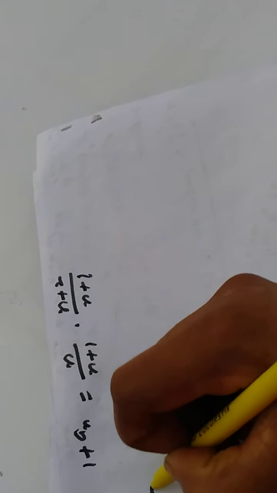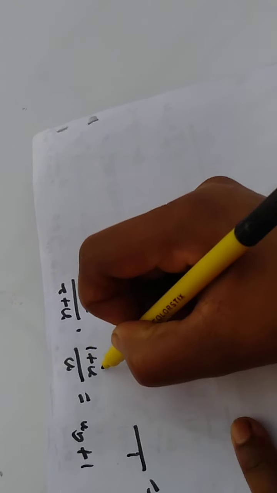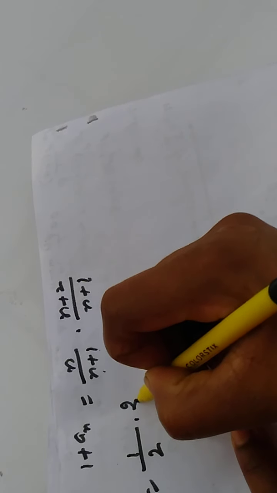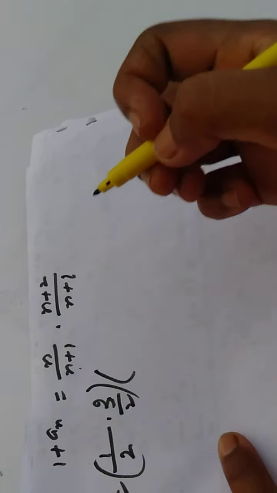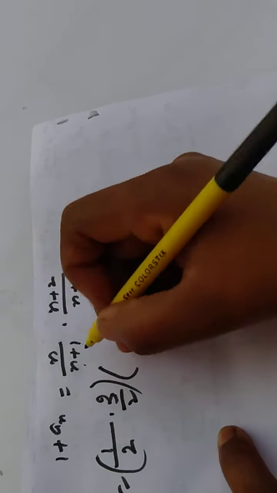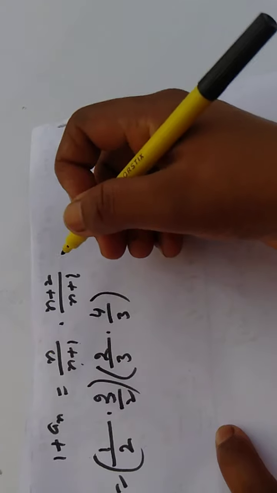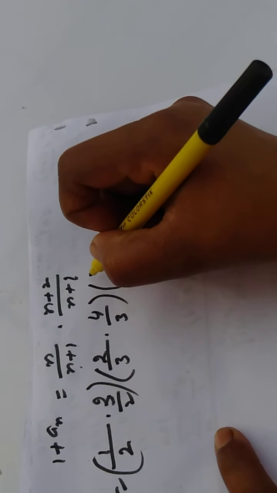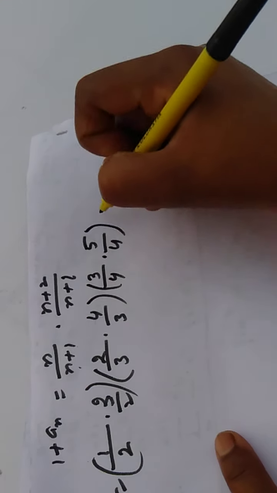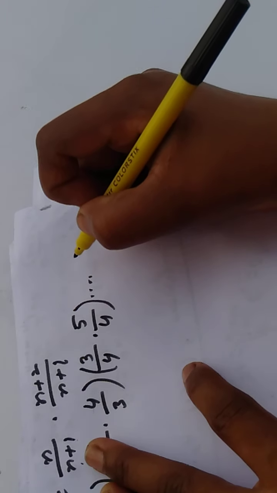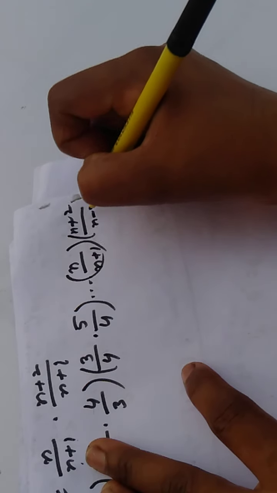So Pn: first P1. P1 is what? N is equal to 1. It's 1 upon 2 into 3 upon 2. Put n is equal to 1. Then put n is equal to 2: 2 upon 3 into 4 upon 3. Then n is equal to 3: 3 upon 4 into 5 upon 4, and so on. And the nth factor will be n upon (n plus 1) into (n plus 2) upon (n plus 1).